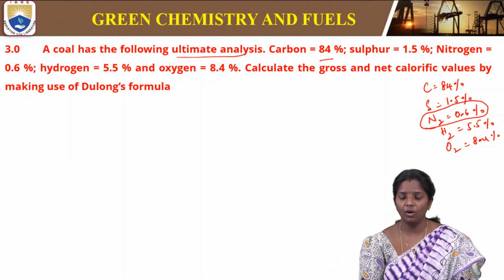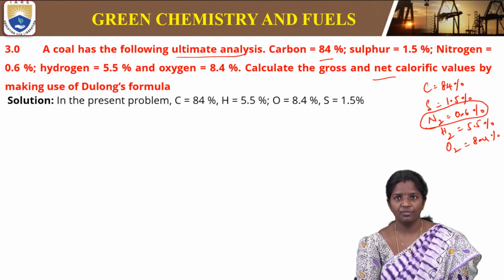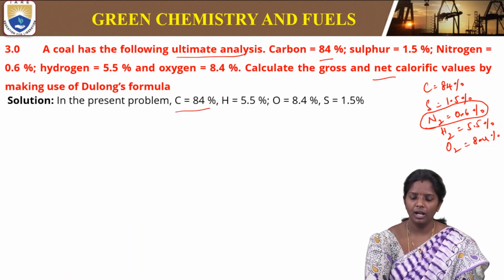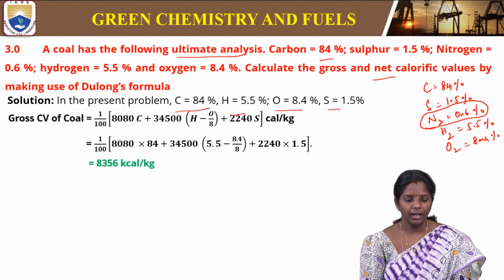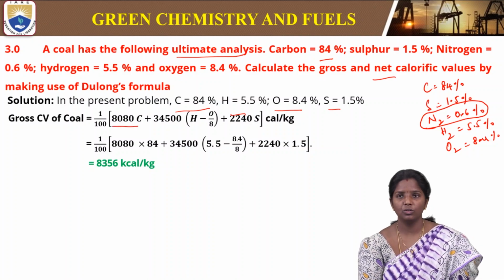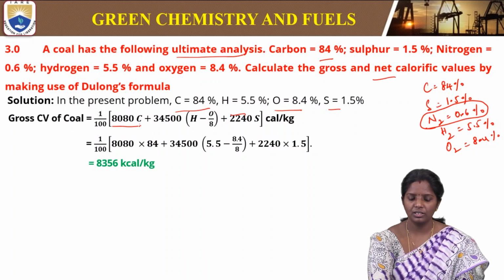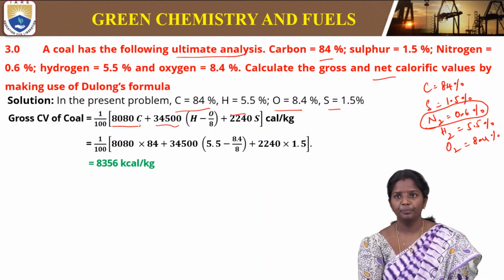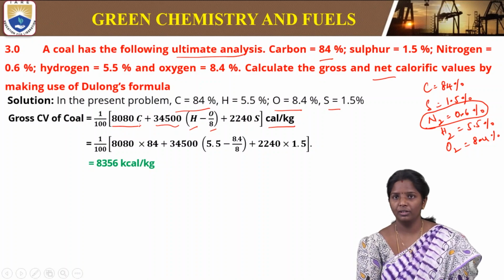Now calculate the gross and net calorific values for the sample using Dulong's formula. Carbon, hydrogen, oxygen and sulfur are given here, and the gross calorific value of the coal can be given by the formula 1 by 100 into 8080 carbon plus 34,500 taken in bracket hydrogen minus oxygen by 8 plus 2240 sulfur, given in the form of calories per kg.